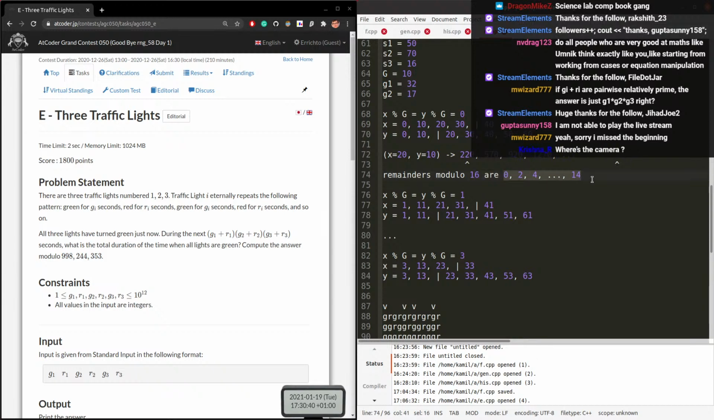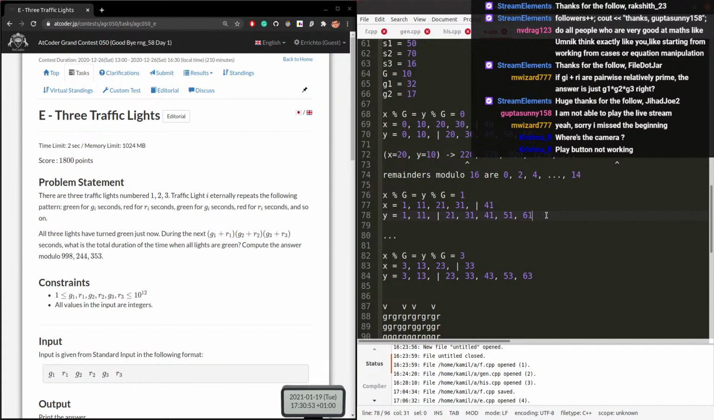Should this always be even? When we have this odd case, I believe that here we will have remainders modulo 16 are 1, 3, and so on, up to 15.